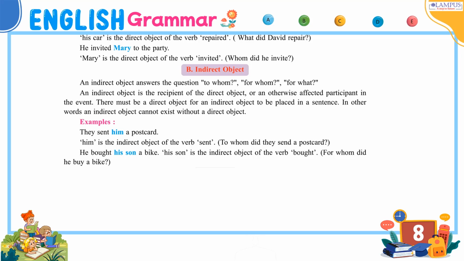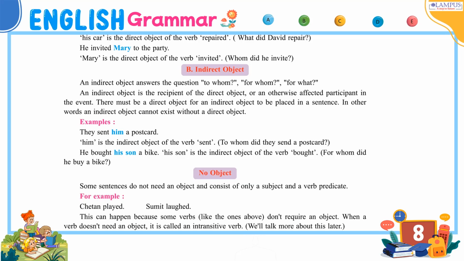He bought his son a bike. His son is the indirect object of the verb bought. For whom did he buy a bike? No object. Some sentences do not need an object and consist of only a subject and a verb predicate. For example, Chetan played. Sumit laughed. This can happen because some verbs, like the ones above, don't require an object. When a verb doesn't need an object, it is called an intransitive verb. We'll talk more about this later.